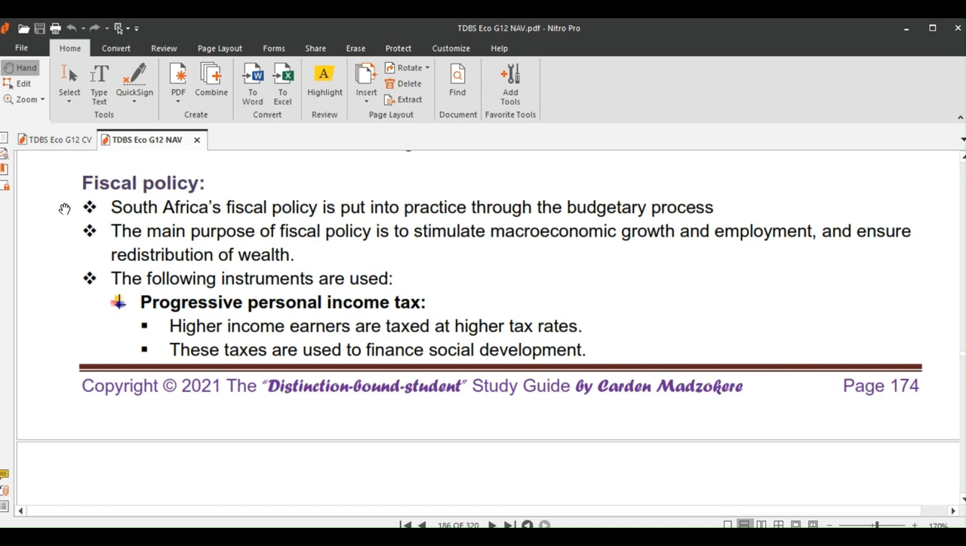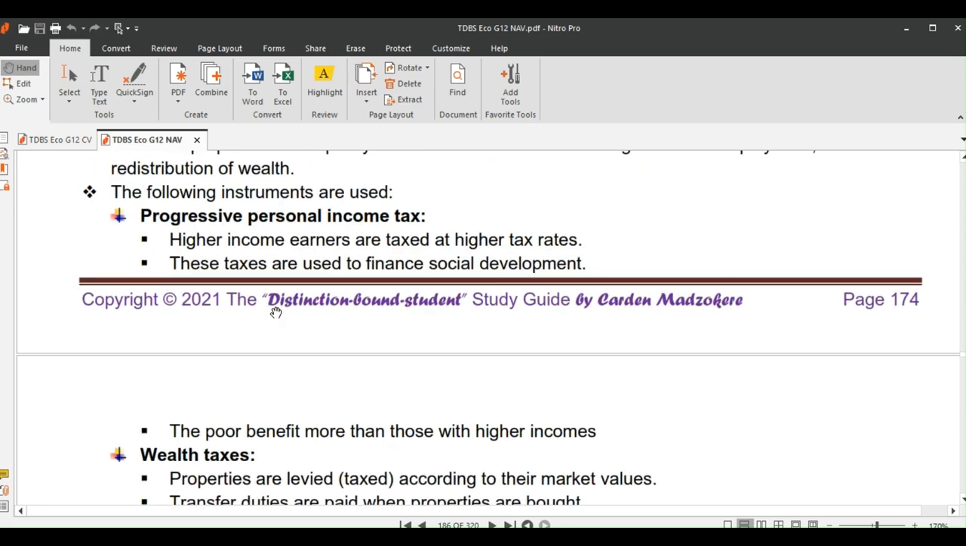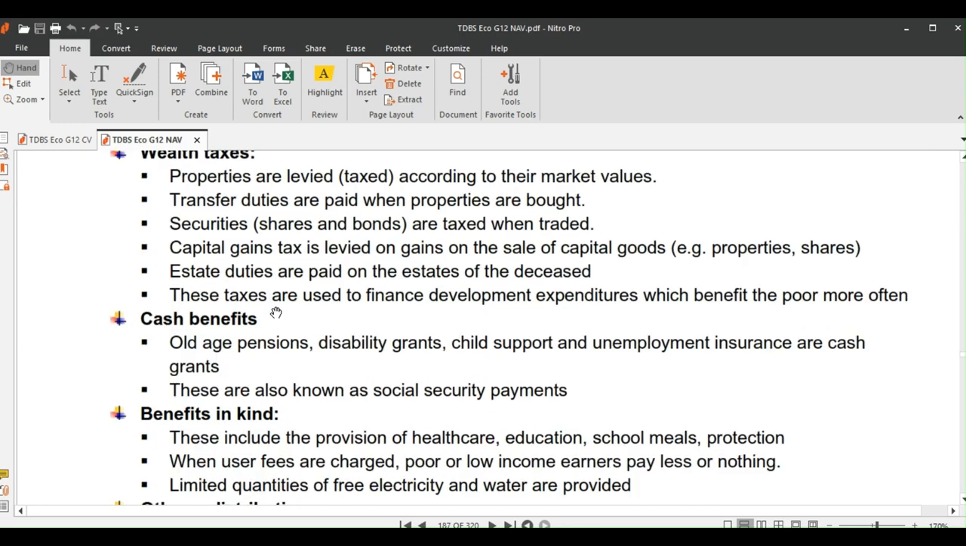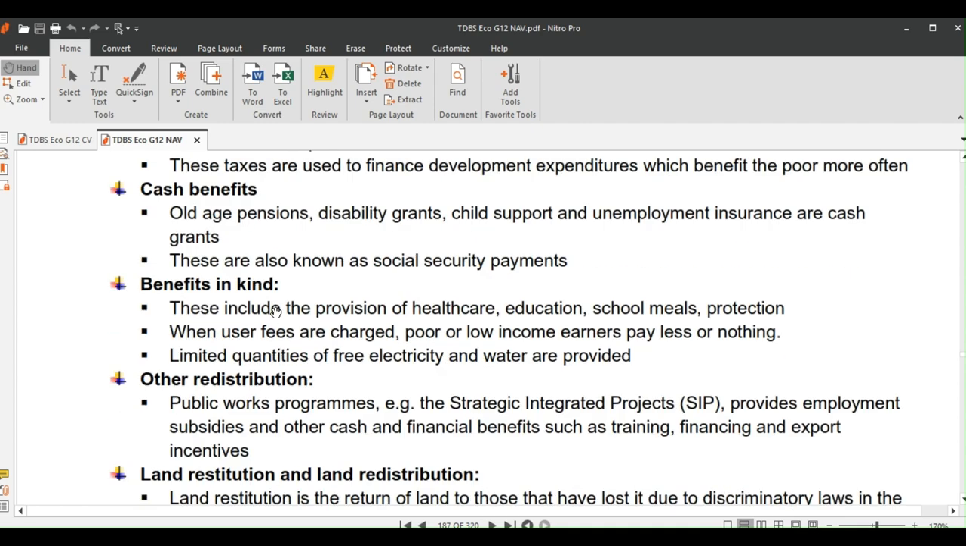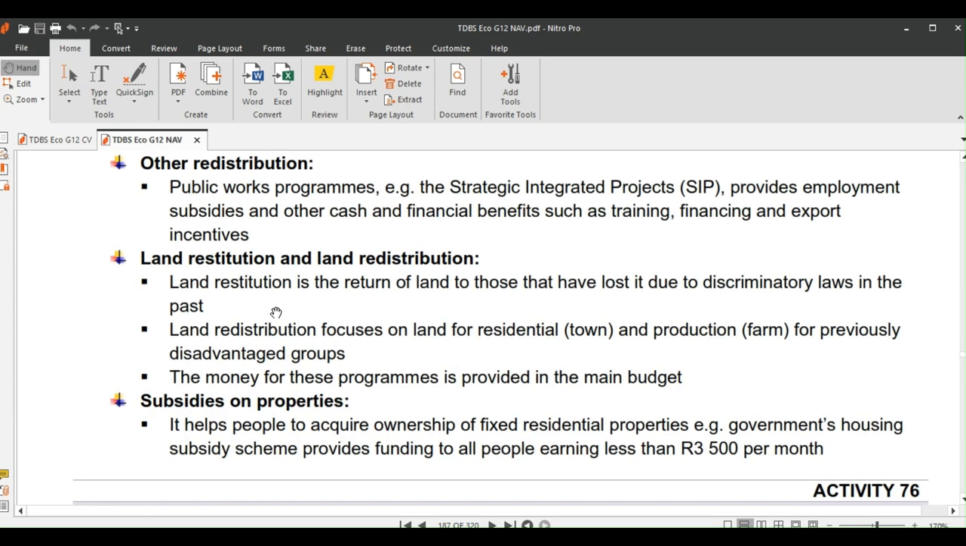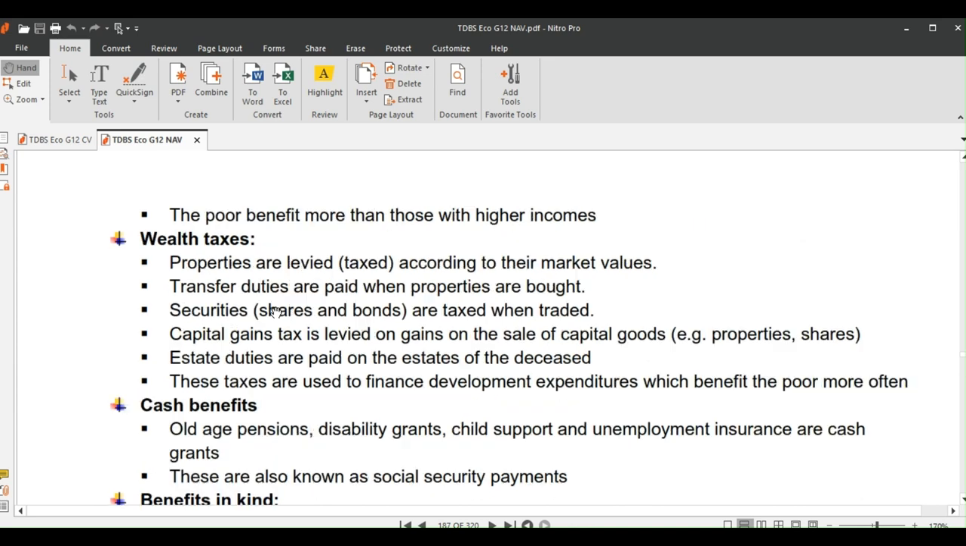South Africa's fiscal policy is put into practice through the budgetary process. The main purpose of the fiscal policy is to stimulate macroeconomic growth, employment, and redistribution of wealth. The following instruments are used: progressive personal income tax system, wealth taxes, cash benefits, benefits in kind, land restitution, land redistribution, and lastly subsidies on properties. Let's look at our list one by one.